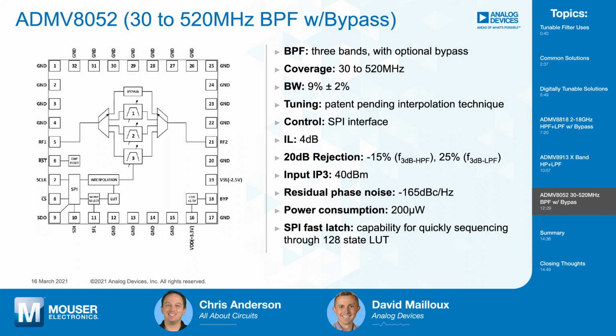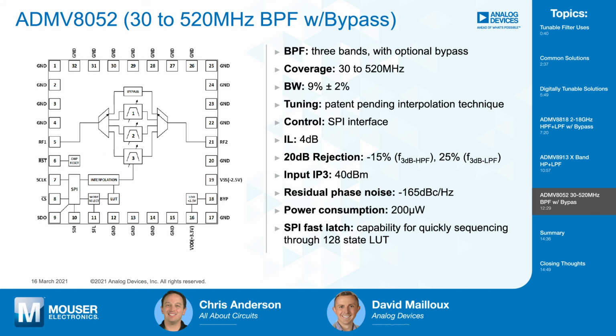Yeah, the third product that ADI is introducing to the market is the ADMV8052. This is a UHF and VHF tunable bandpass filter that covers 30 megahertz to 520 megahertz. Because it goes so low in frequency, it does encase a larger package. I believe it's 22 millimeters on a side, which is quite large. But when you consider that we are replacing a switch filter bank, which may be many orders of magnitude larger, it's definitely a space savings.